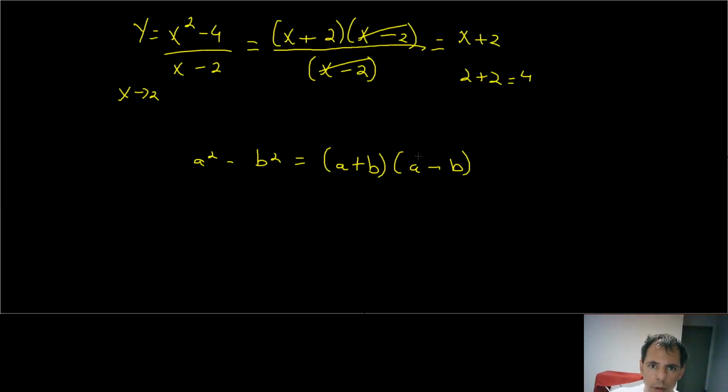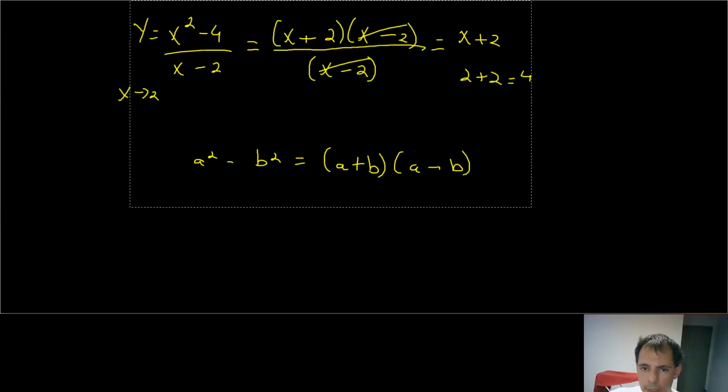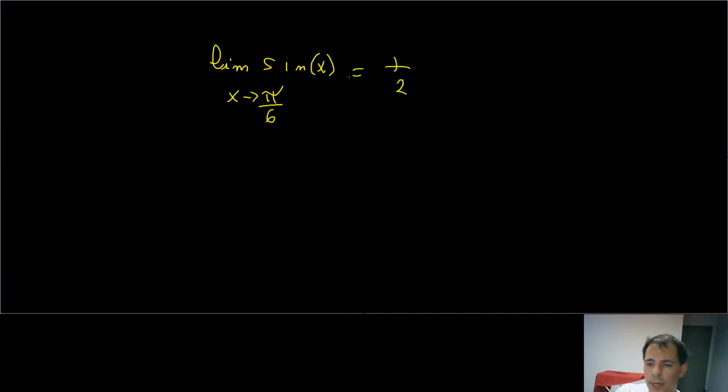Same thing works for trigonometric functions. So if you have, for example, what is the limit of sine of x as x approaches pi over 6? All you have to do is plug this in here. Pi over 6 is 30 degrees, so the limit of this is just going to be half, because the sine of 30 is half. It's that simple.